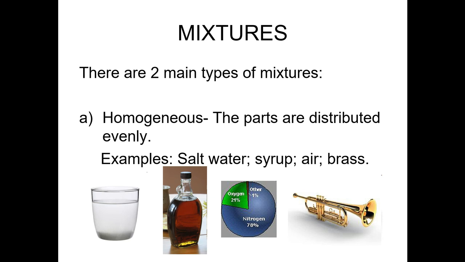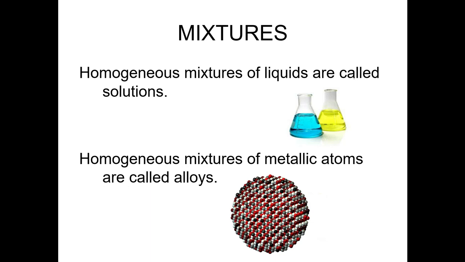That's a homogeneous mixture. Homo means same, like Homo sapiens, which means thinking human. But homogeneous means it's all made up of the same thing. Homogeneous mixtures of liquids are also called solutions. Homogeneous mixtures of metallic atoms are called alloys. When you put bronze together, it's copper and tin. That makes an alloy. It's two metals put together. When you mix liquids together and can't tell them apart, it's called a solution. That's a homogeneous mixture.